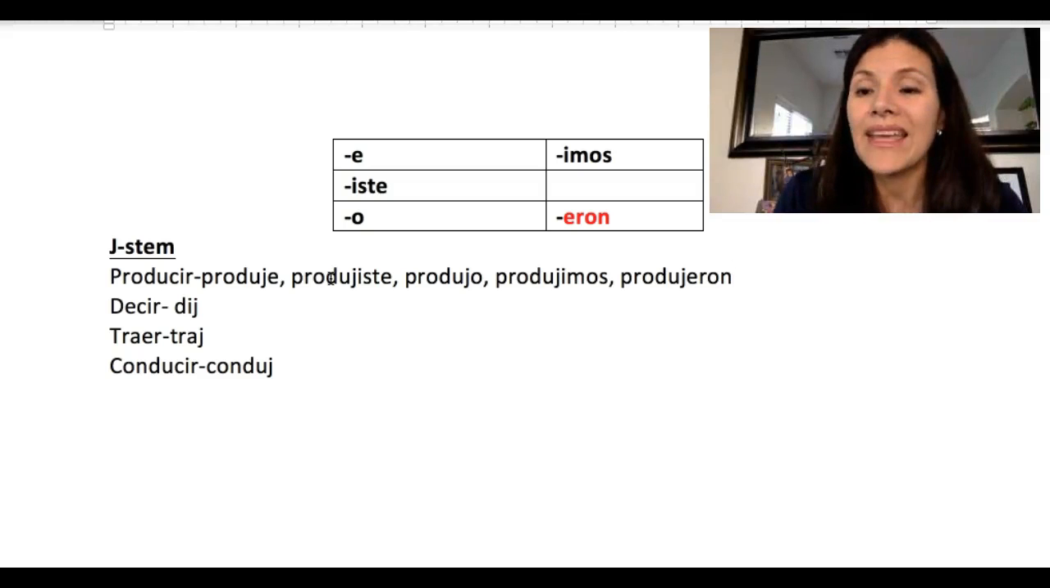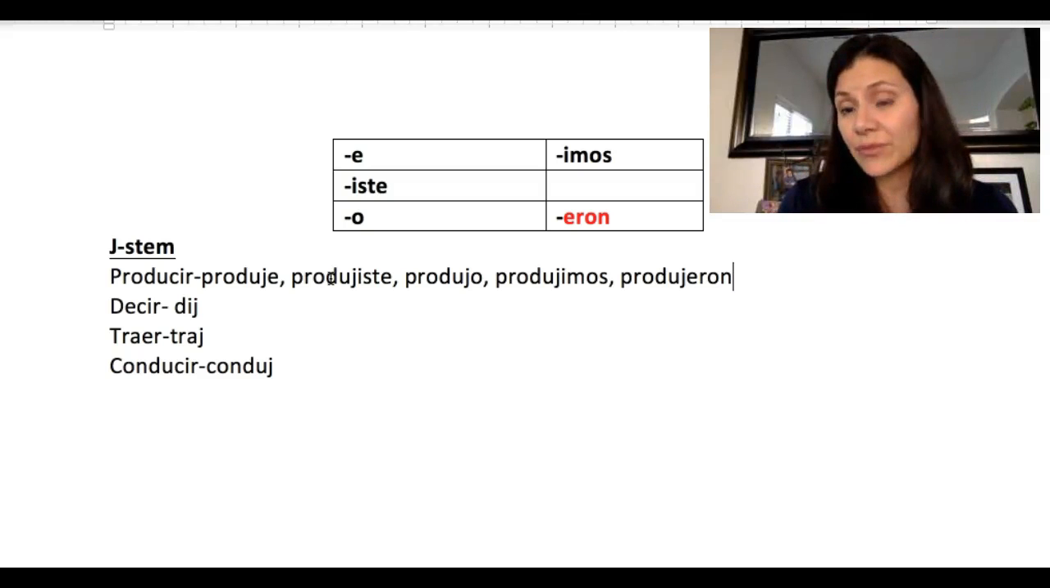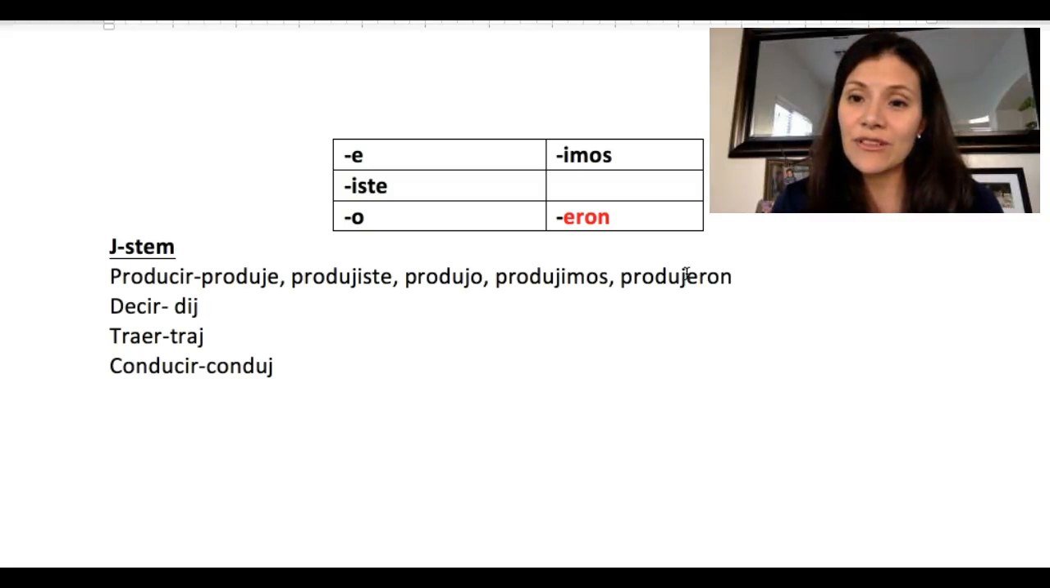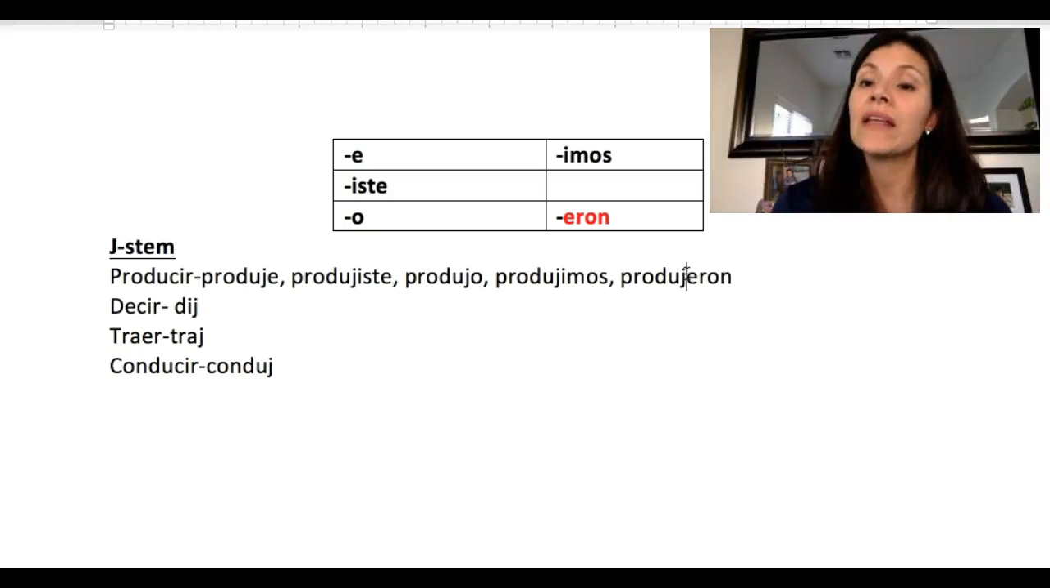produjeron. It is very common in this region of the Southwest to hear it pronounced as produjieron, because we have a lot of heritage language learners that tend to generalize this rule, and because they have not been taught Spanish formally, they will make some of these mistakes. But note that grammatically it should be produjeron.